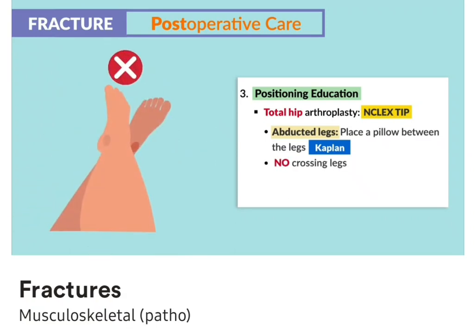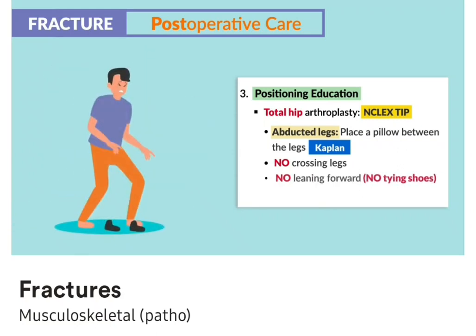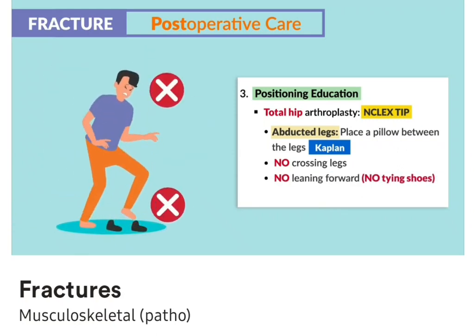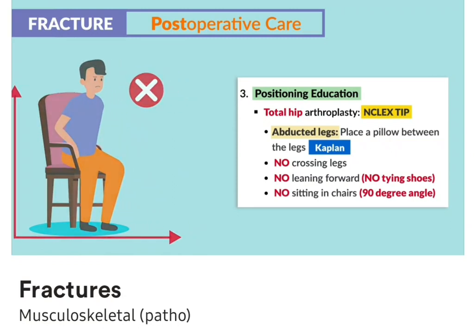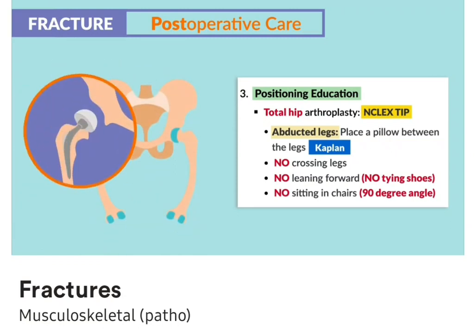And no crossing legs, big NCLEX tip again, no leaning forward, not even to tie shoes, and no sitting in a chair that is a 90-degree angle. All of these things can push the hip out of the socket, destroying the surgical site.